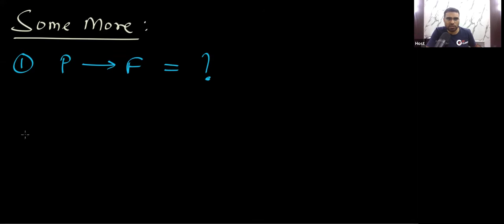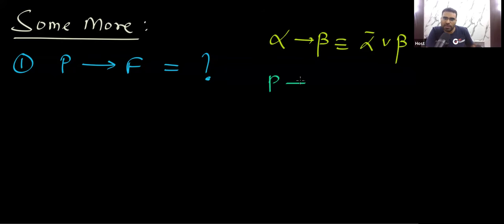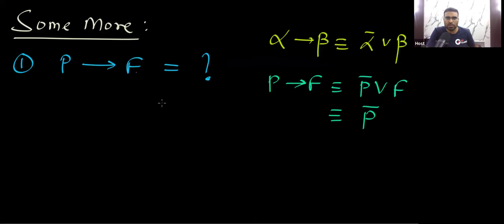P implies false. See, you can easily prove it. You already know that alpha implies beta is the same as alpha dash or beta. So tell me, what is P implies false? P implies false is the same as P bar or false. Now remember, alpha or false is alpha. So this will be P bar. So finally you will get P bar. Is this clear? Very simple. So you are going to get P bar. This is how you can do it.